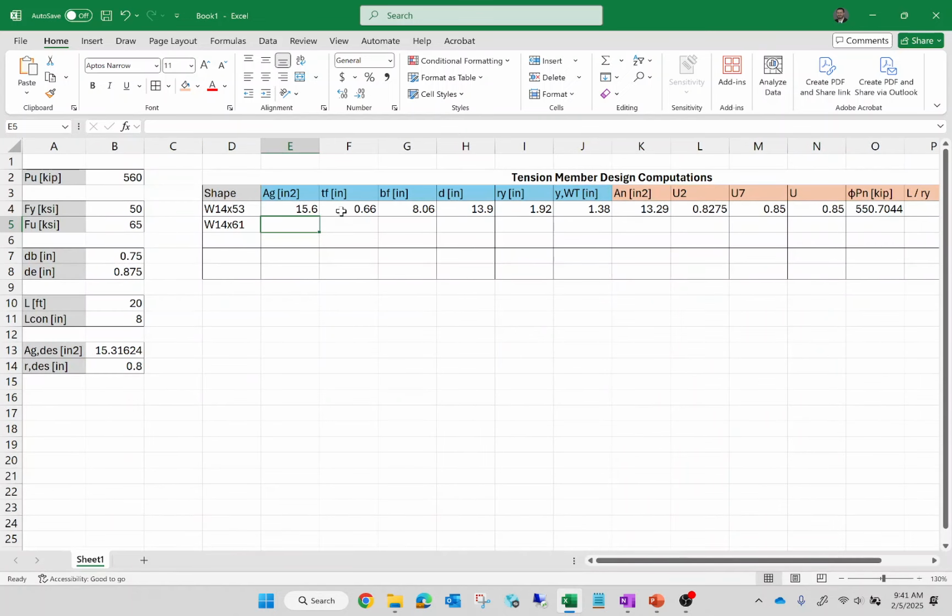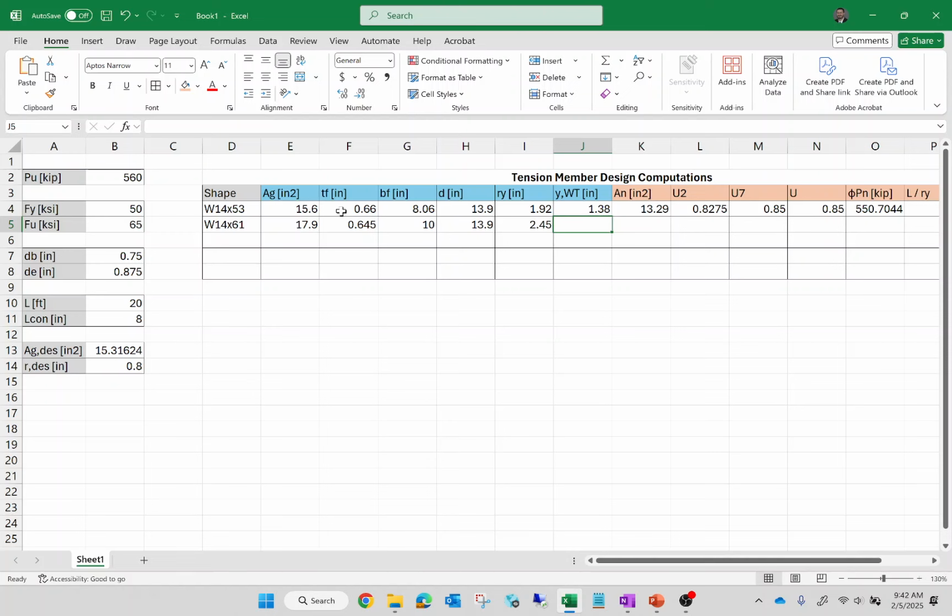So, tell me some values. What's the gross area? 17.9. All right. 0.645. Okay. This is what? 10? 10. Yeah. This is also 13.9. Yeah. Somebody give me, look up the WT. I'll give you the RY. This is 2.45. What's the WT? WT 30.5. 30.5, yeah.